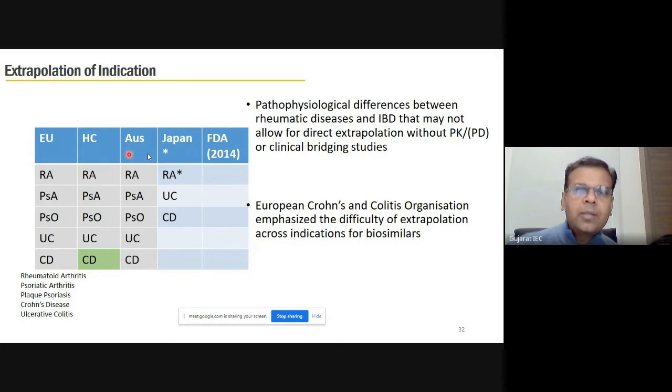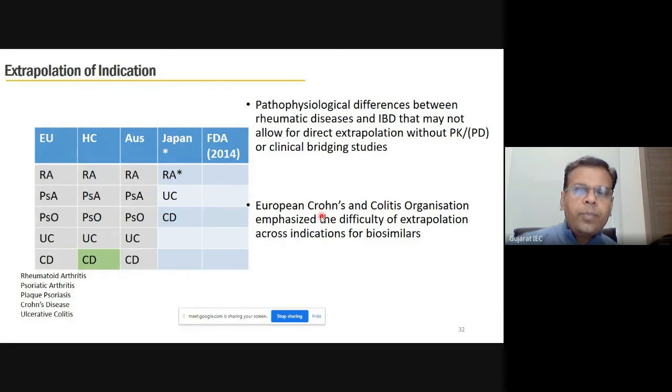Europe, Health Canada, Australia, Japan. These are the various indications: rheumatoid arthritis, plaque psoriasis, psoriatic arthritis, ulcerative colitis, Crohn's disease. If you get an approval for one indication, you can extrapolate it to other indications in Europe. That's possible. But when you come to Health Canada, you can extrapolate to a few indications, but not to Crohn's disease.